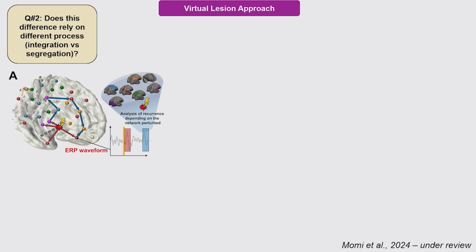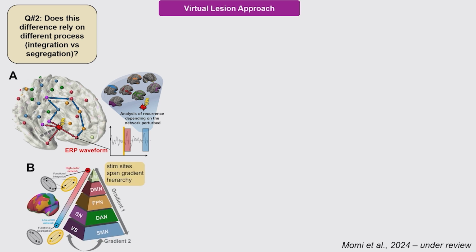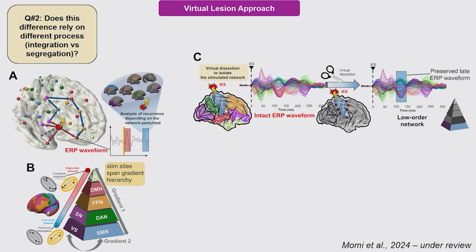We fit the model with our machine learning approach, and then we create some virtual lesion to the structural connectome. In this case, we create a virtual lesion for isolating the network that we stimulate. This is an example where we isolate the low order network, so the network is only able to speak with itself, but not able to speak with the rest of the brain. For the low order network, we expect a preserved late ERP, so no changes compared to the ground truth. In a sense, the information relies on itself. It doesn't need information from the rest of the brain.